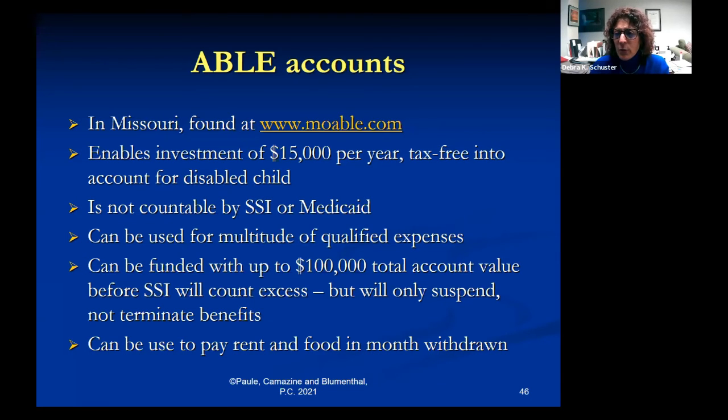It's very similar to a 529 account, but it is for a disabled child. And it can be used to pay rent and food in the month in which the money is withdrawn, and SSI will not reduce the SSI payment, which is absolutely a wonderful thing.